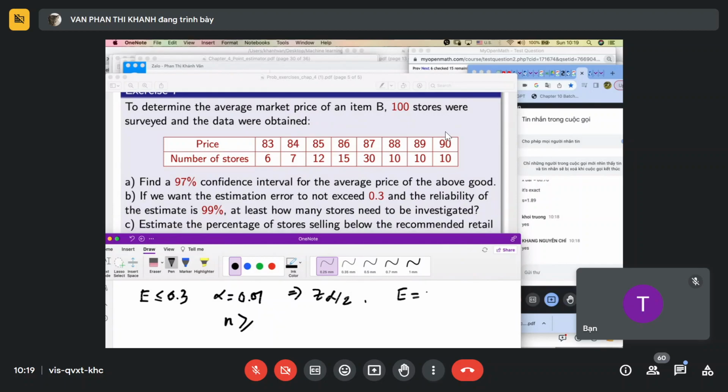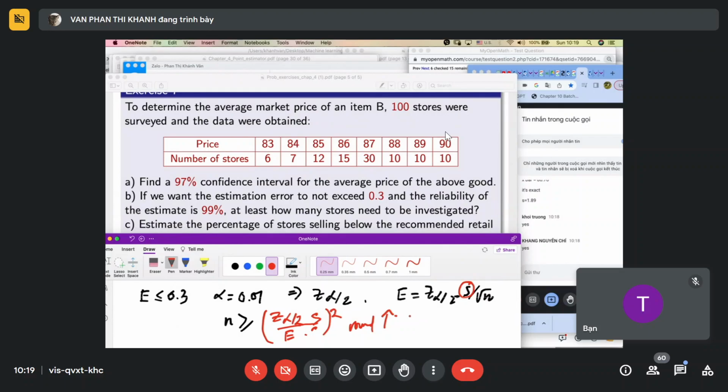E is z alpha over 2 times s over square root of n, right? So here we don't have sigma, but you can use s to estimate. So n is greater than or equal to z alpha over 2 over E times s, squared, and round it up.